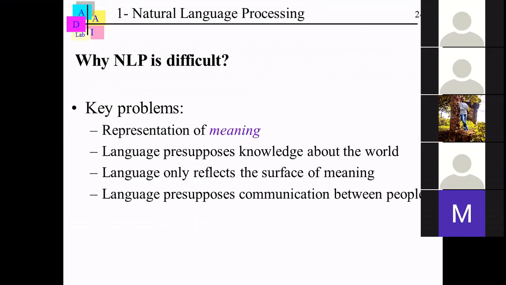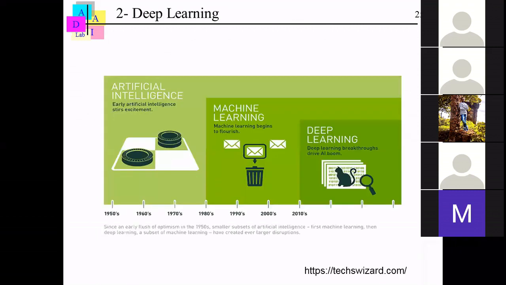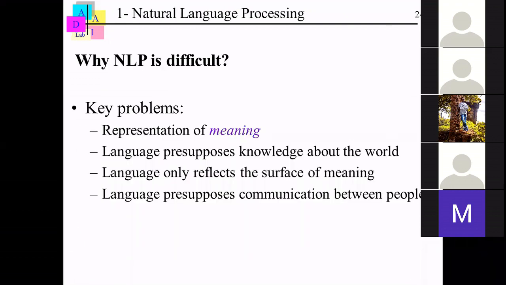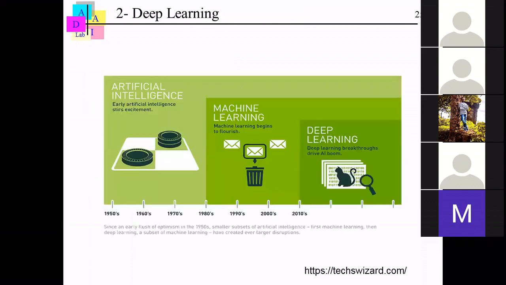The key problem here is that we have to represent meaning, and language presupposes knowledge about the world. It reflects the survey of the meaning, and it presupposes communication between people, so we need natural language processing in many tasks. So we have talked about natural language processing and what the tasks in it are. In the next part, I will talk about deep learning and how to use deep learning to solve the problems of natural language processing.